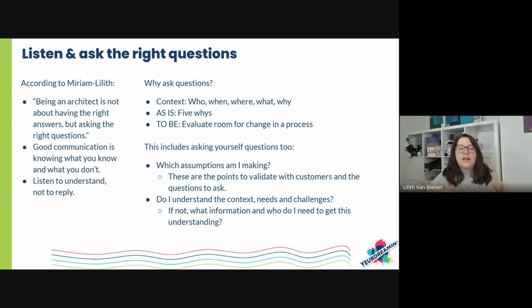So some kind of questions that you can ask are about context, the who, when, what, where, why, the basics, let's say. But then if we really want to go into the as is and the to be, in order to gauge what is the as is, it's important to ask the 5 whys, which is this idea that if you ask why 5 times, you'll get to the actual reason why something is the way it is. And especially if we're looking at an existing process or an existing system, this is really important, because if we ask it the first few times, the reason might be because this is how we do it.